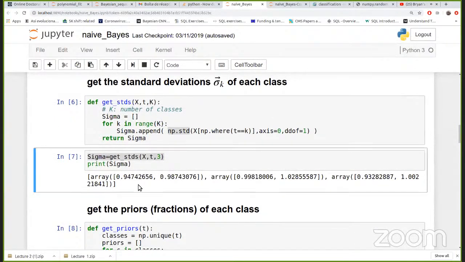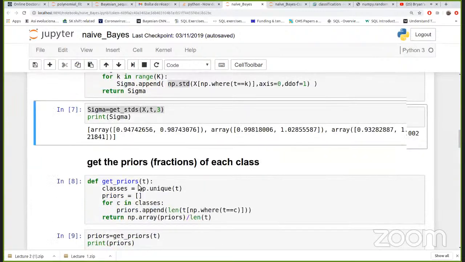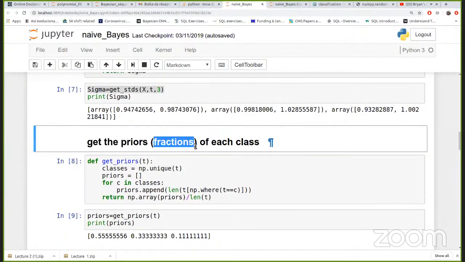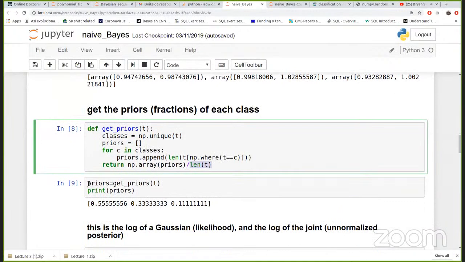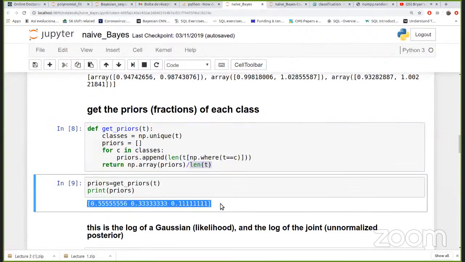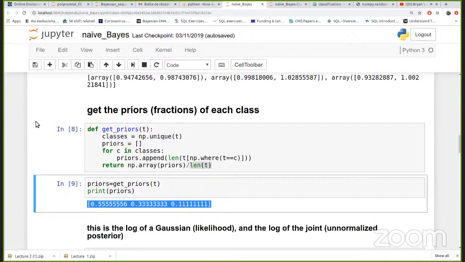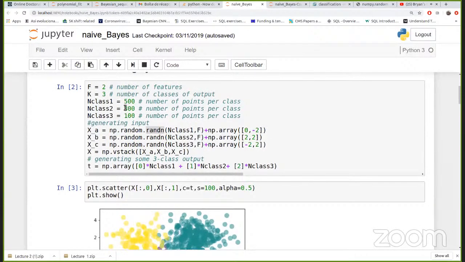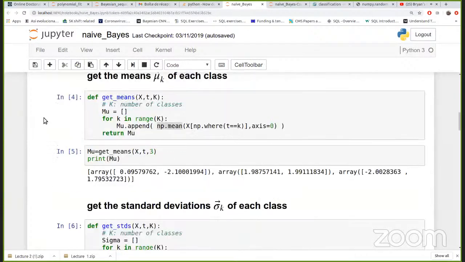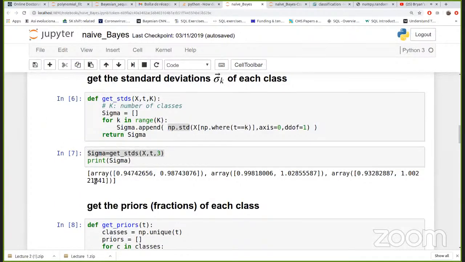Then the next step is to get the priors of each class, which is nothing but the fraction of points of each class. I compute how many points I have of each class, and then I divide by the total number of points. If I do this for each class, I get these fractions, which correspond to a data set consisting of 900 points, sorry, 900 points. So more or less, this is reflected here in the priors.